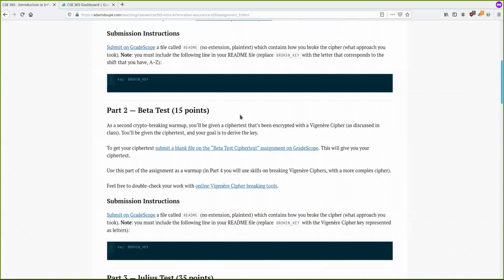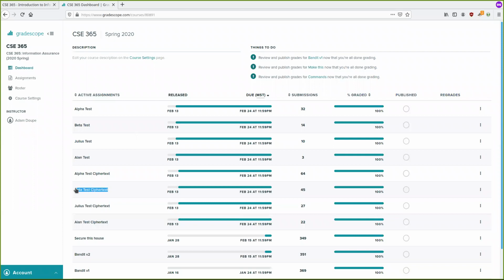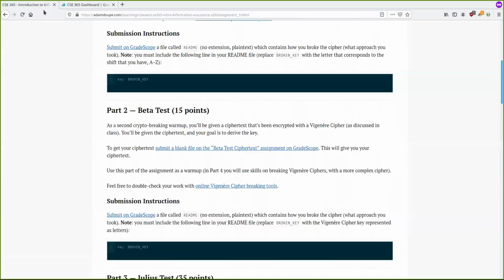And just like part 1, you have to submit a blank file to the beta test ciphertext problem in order to obtain the ciphertext that you need to decrypt. And once you decrypt the ciphertext and find the key used for encryption, you have to submit your solution to the beta test problem in order to check whether your solution is correct or not. The other submission instructions are the same as problem 1. Please mention the key in this specific format and also include a description on how you broke the ciphertext in a file called README with no extensions.